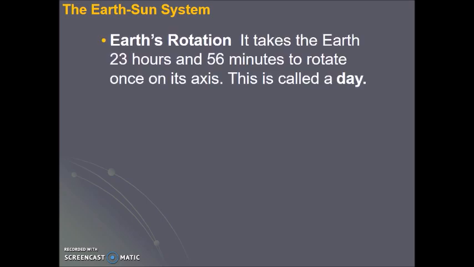Earth's rotation. It takes the Earth 23 hours and 56 minutes to rotate just once on its axis. This is what we refer to as a day. Now, this does not mean that we're only referring to the daylight hours. We're simply referring to the time that it takes Earth to rotate just once on its axis as a full day.